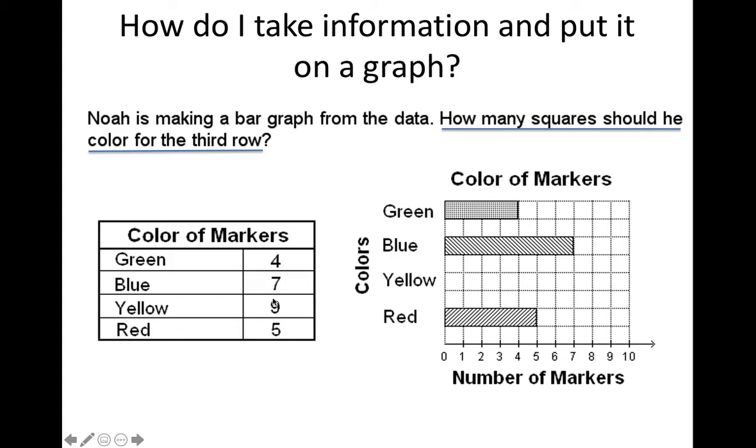Now for yellow, it's 9. So what we would have to do would be 1, 2, 3, 4, 5, 6, 7, 8, 9. So we would have to shade all the way up until here, and if you went down, it's the number 9. And then lastly, red is 5, 1, 2, 3, 4, 5. Here's the dark line, and it's 5.